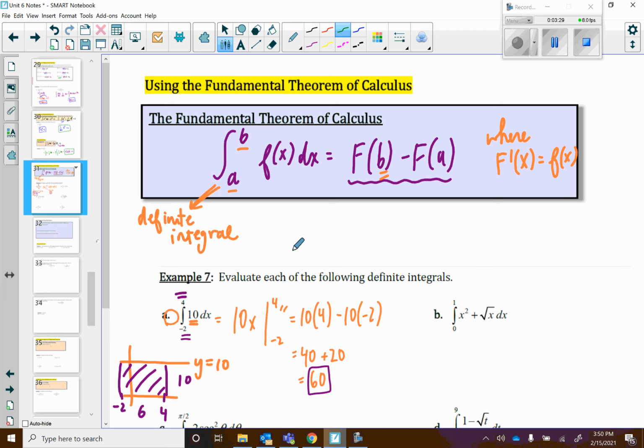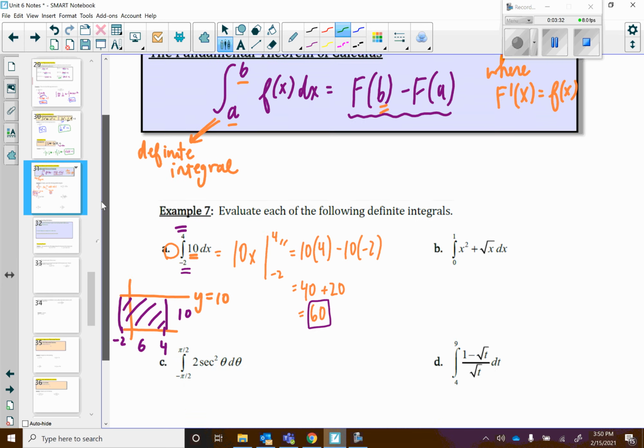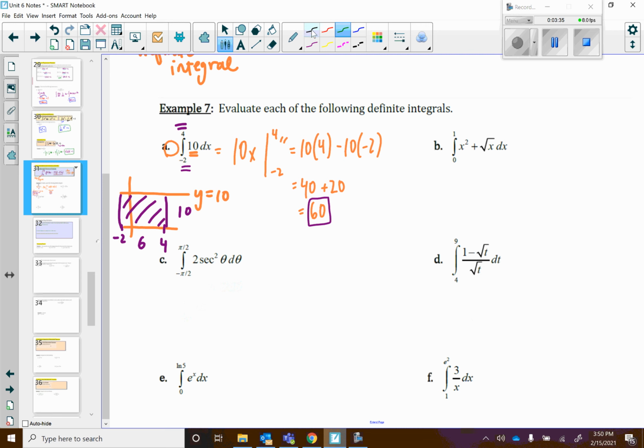And last but not least, we've got our definite integrals, which is combining two pieces now. It's going to look at the integral and taking an antiderivative, but then also looking at the bounds. So for b, we start by finding the antiderivative of x squared, which is going to be 1/3 x cubed. This is really x to the 1/2. So the antiderivative of that would be x to the 3/2. And up front, we would put this as 2/3.